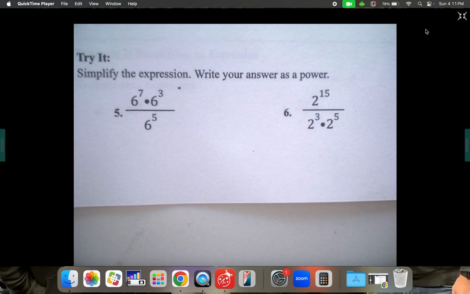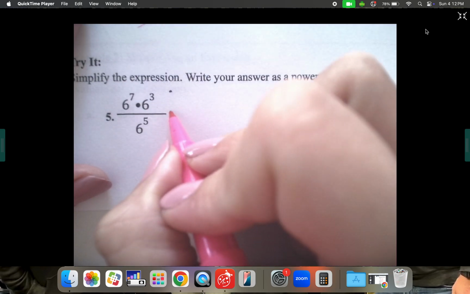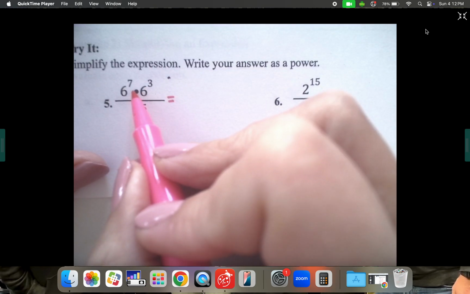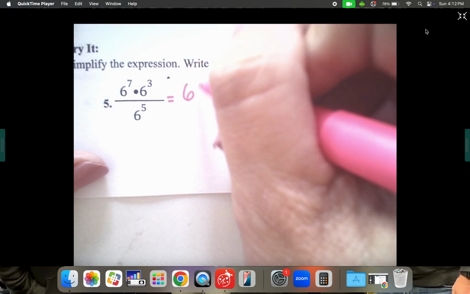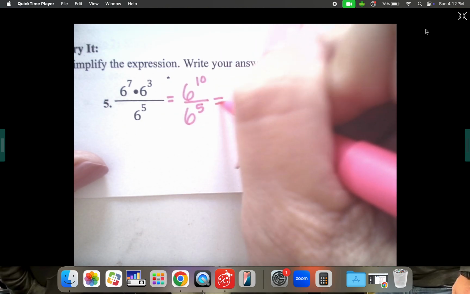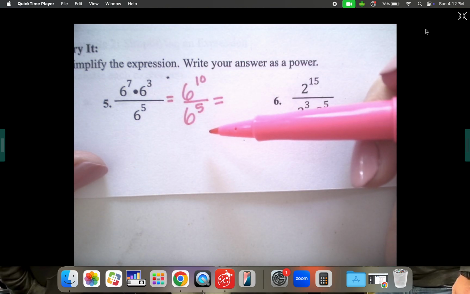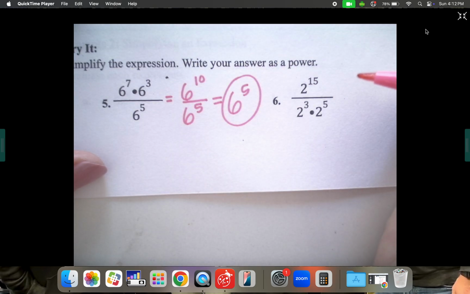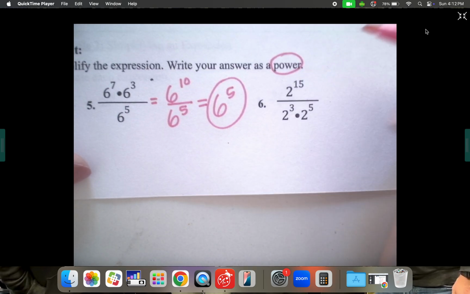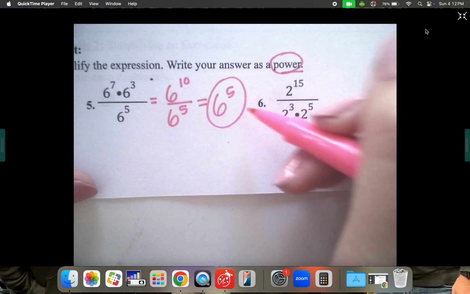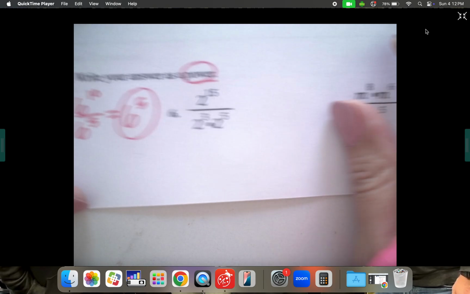Okay. What you should have done for number 5 is exactly what we did up here, which is add the ones that you're multiplying. So that would have been 6 to the 10th power. 6 to the 5th is the denominator, and then you could have subtracted. So this would have been 6 to the 5th power. And oh good, they want us to keep it as a power. I was like, that's going to be a really big answer if you put it in your calculator, but leave it as a power, which means leave it in exponent form.